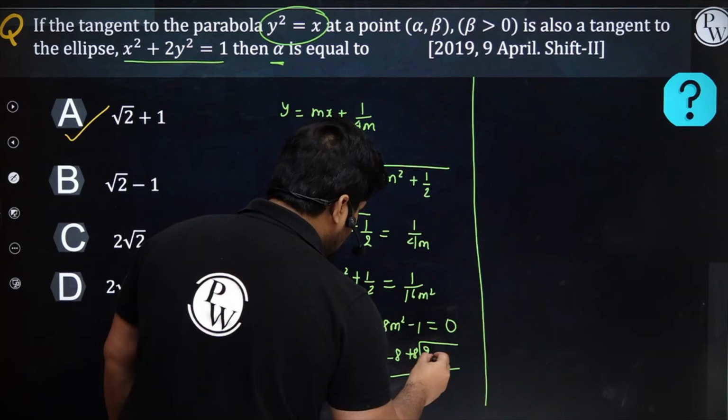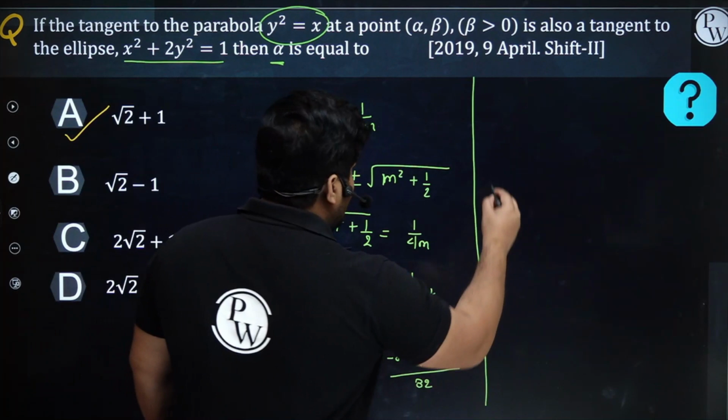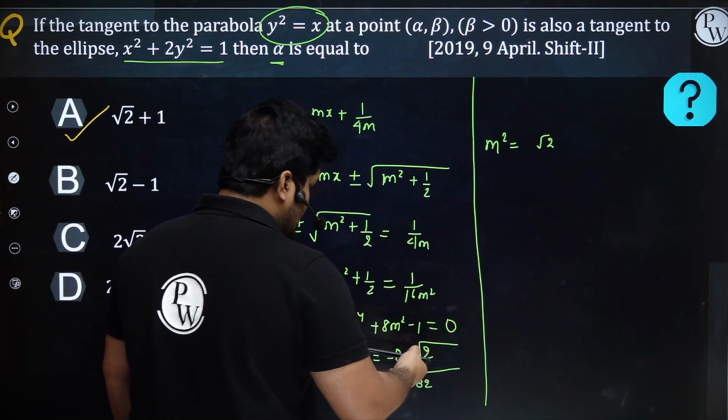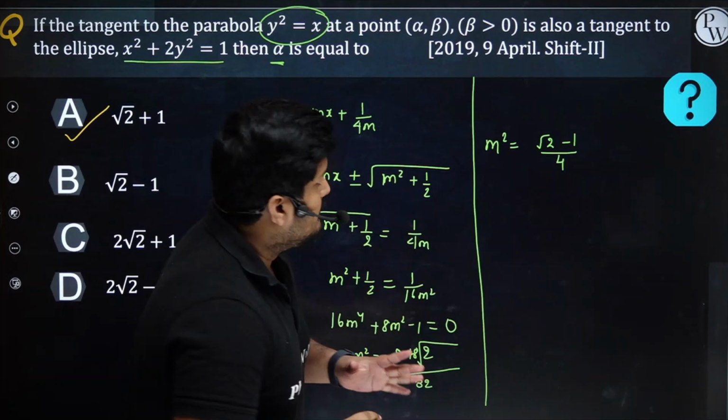This is the m² value, right? The minus will be rejected because m² cannot be negative. Divided by 2a, so m² is equal to how much? The 8 will cancel out, so root 2 minus 1 divided by 4. So m² is coming out to be (root 2 minus 1) divided by 4.